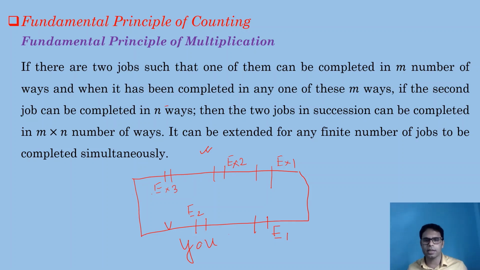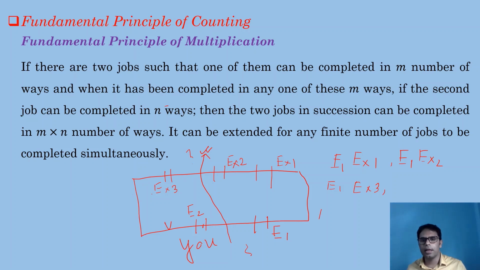Your task is to complete the job by going from this side of the room to that side of the room. Then in how many ways can you go from this side to that side? So you may take the route entrance 1, exit 1, or you may take the route entrance 1, exit 2, or entrance 1, exit 3. These may be the options for you.